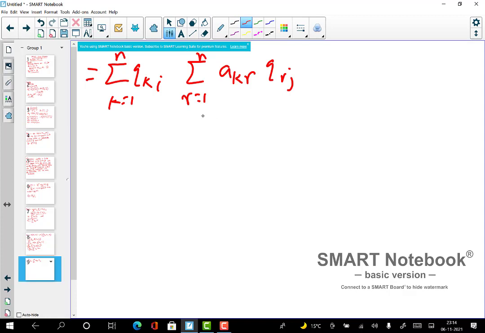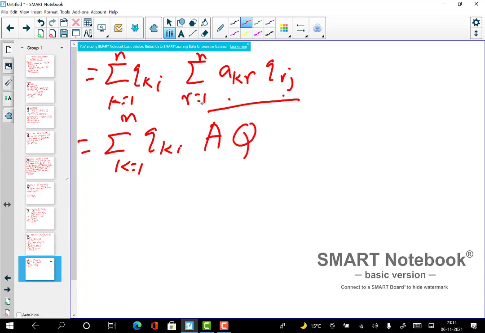This is nothing but the product of two matrices, one is A and the other is Q. This is simple, this is the product. When r is running from 1 to n, these are the kj entries of the matrix AQ. So this is the kj entry: the sum over k of Q_ki, and this is the product of matrices A and Q, and when r runs from 1 to n, k and j remain. So this is the entry with k the row and j the column of the product matrix AQ. That is nothing but this.